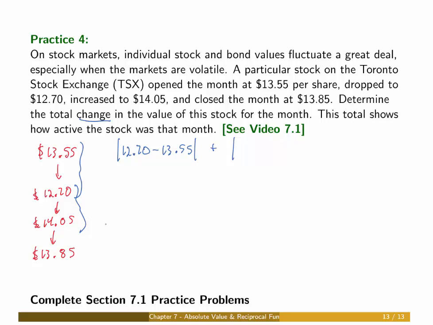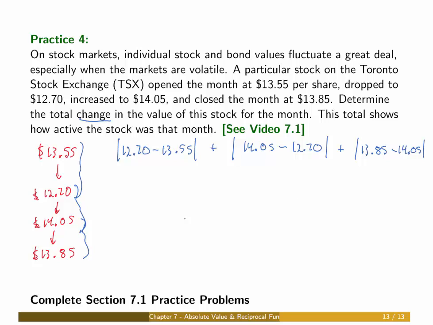If we do the next two points right here, we would have 14.05 minus 12.70. That'll give you the difference between those two numbers. It would be positive, so this absolute value operation actually will not change the answer. However, we will write them to stay consistent. Same with the last one. Okay, evaluating this expression will give you the answer.